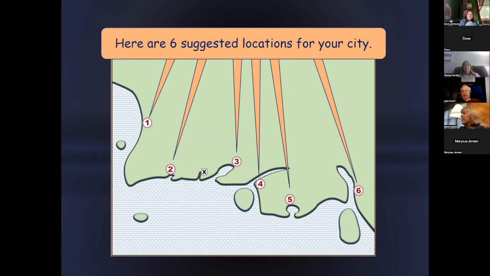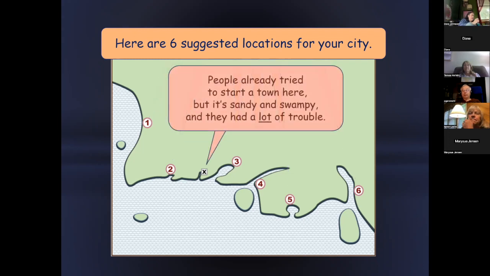And you could talk a little bit about what they look like. People have already tried to start a town here. It turned out that the swamp they were surrounded by, which they thought was going to be so useful to protect them against enemies, was a real problem when you try to grow some food. And that colony died out.